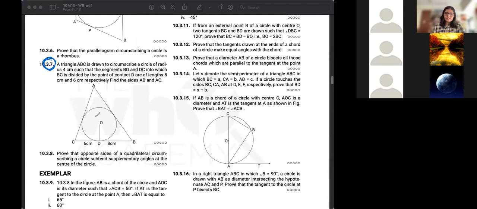You have triangle ABC circumscribing the circle, so these are all tangents. The radius is also given, 4 centimeter. The points divide BC into parts; we know the side length and the individual lengths, 6 and 8. Find the sides AB and AC.